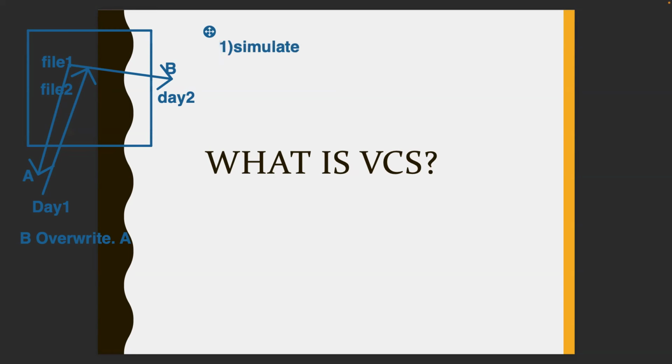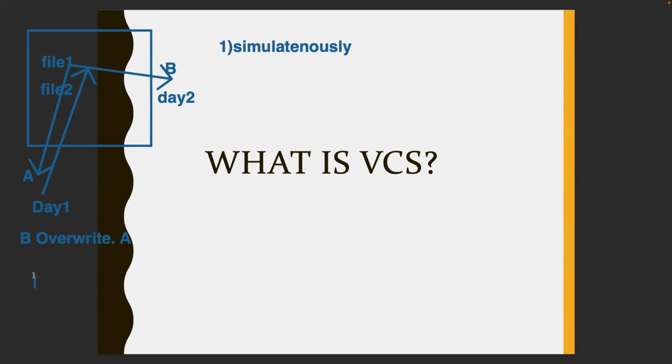It helps people work simultaneously on the same files, right? They can work on the same file, but a version control system will not allow overwriting, will not allow ignoring the changes. It will help make the changes secure and safe, right? So that's one of the reasons where version control systems come in.